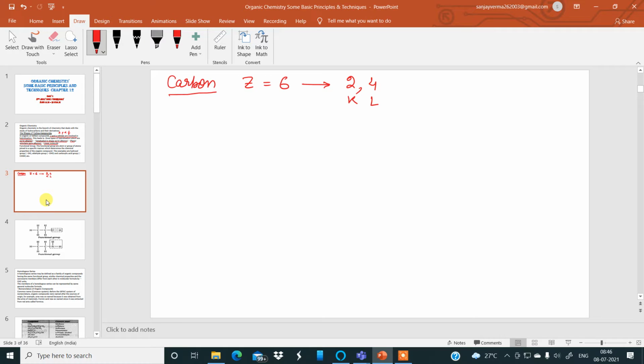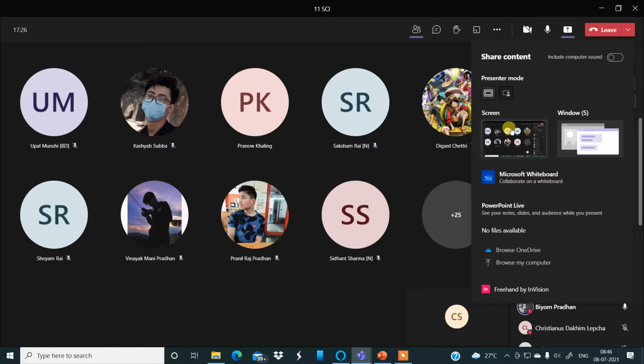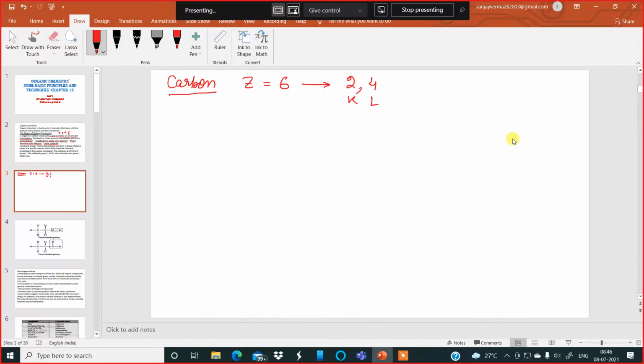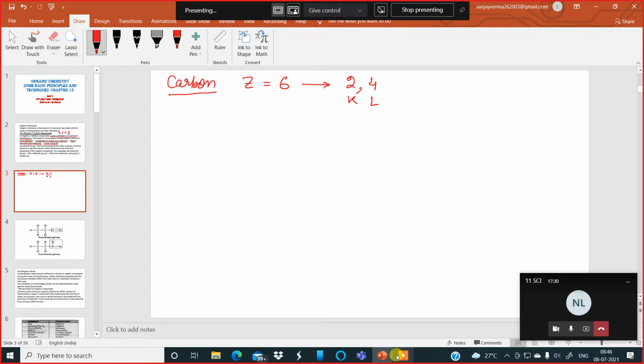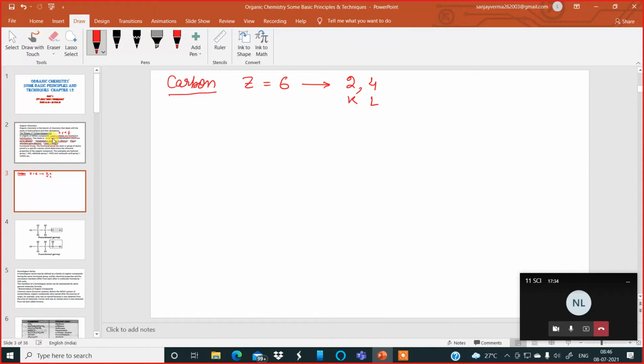Who is this boy? I am sharing the screen. Screen is not there at all. Okay. Now can you see the screen? Can you see the screen?